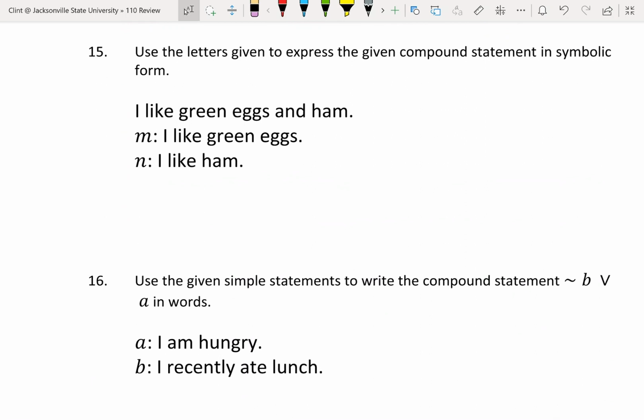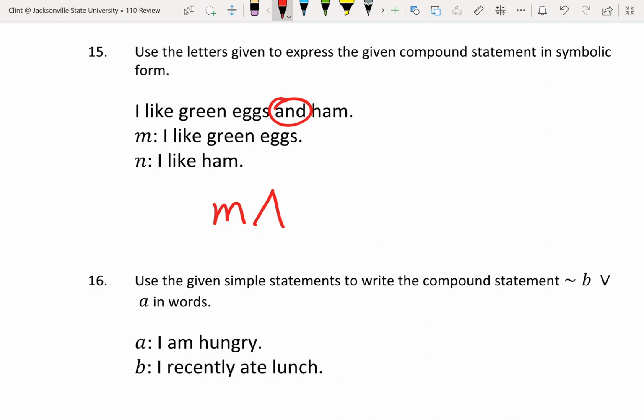15 tells us to express the given compound statement in symbolic form. So our compound statement is I like green eggs and ham. We're given basic statements: I like green eggs, M, and then N is I like ham. So for the first part, we need M, I like green eggs. Then we need and. What's the and symbol?